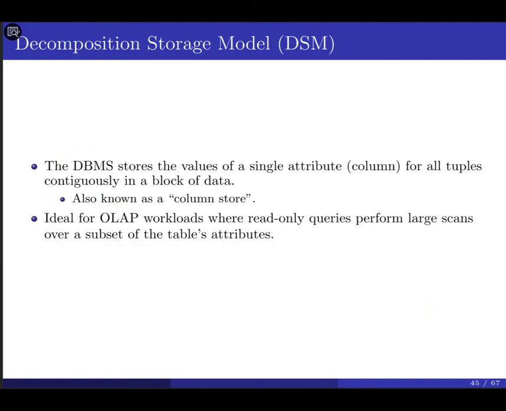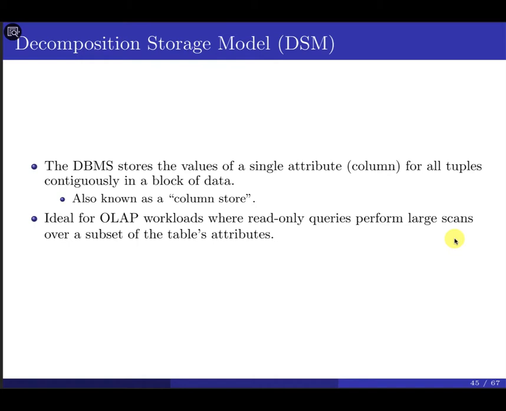So we're going to take a look at a different way to organize the data on the disk. Here, we call this one the decomposition storage model, or if you are familiar with it, the column store. This is, by the way, an alternative way to store records or tuples on the disk. The column store system is going to vertically partition the database. You take the table that we have and partition it into a collection of individual columns that are stored separately. So in this case, we're going to store a single attribute column for all the tuples contiguously in a block of the data.